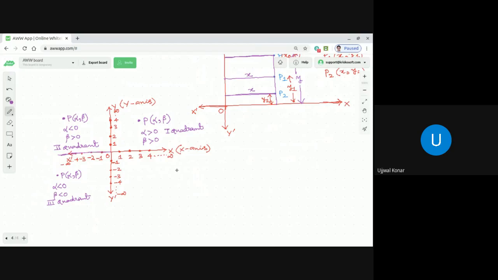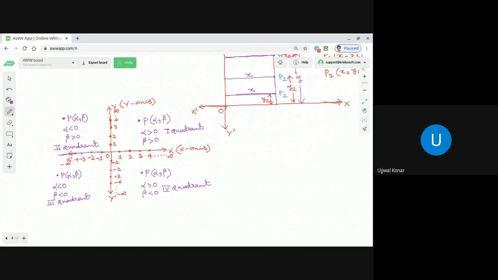Now come to the fourth quadrant, in which x is positive but y is negative. So if we take a point P here, dear students, with coordinates alpha comma beta, what do we get here? Alpha is greater than 0 but beta is less than 0, and this is known as the fourth quadrant. I hope it is clear, dear students. Or any doubt, any slightest doubt you have.